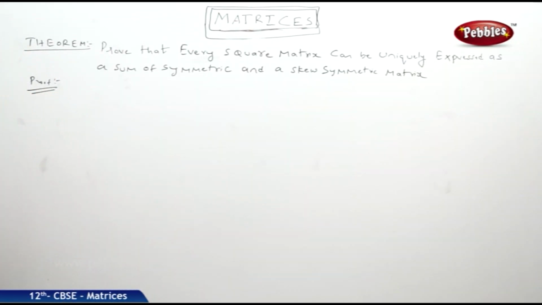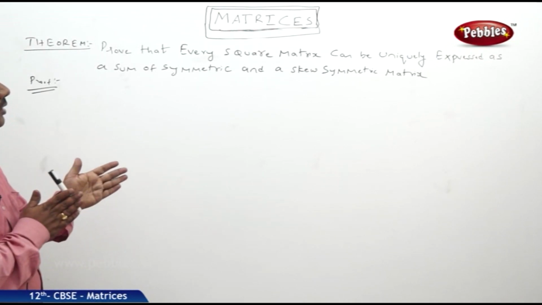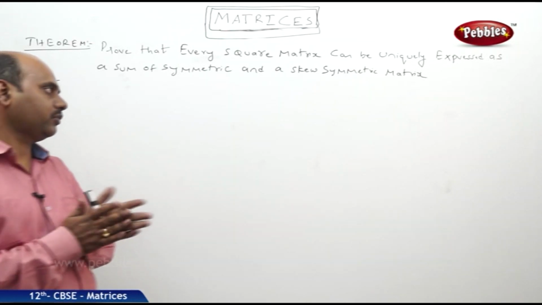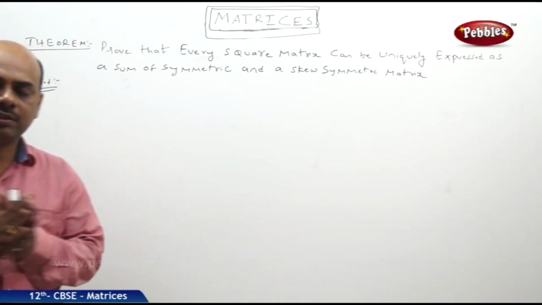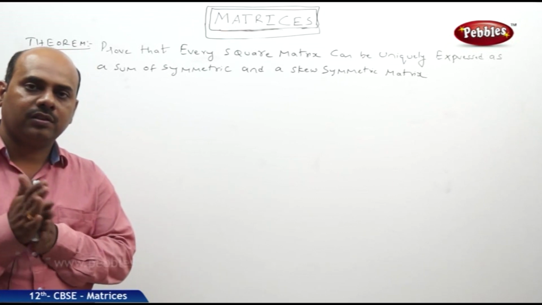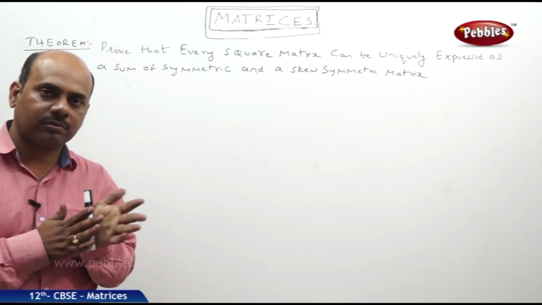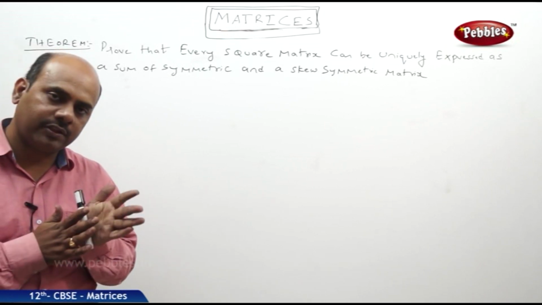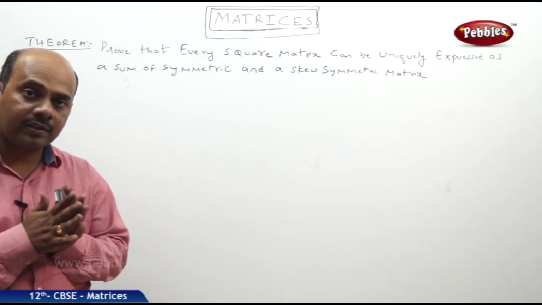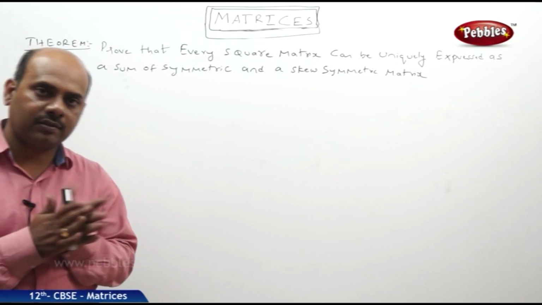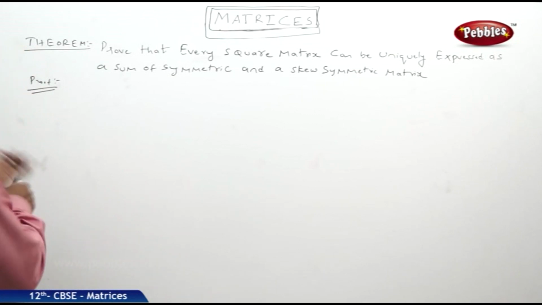Right? The last theorem in the matrices, we need to show every square matrix can be uniquely expressed as a sum of symmetric and a skew symmetric matrix. Just now I said, what do you mean by symmetric matrix? A square matrix capital A is said to be a symmetric matrix if A transpose is equal to A, and a square matrix capital A is said to be a skew symmetric matrix if A transpose is equal to minus A.